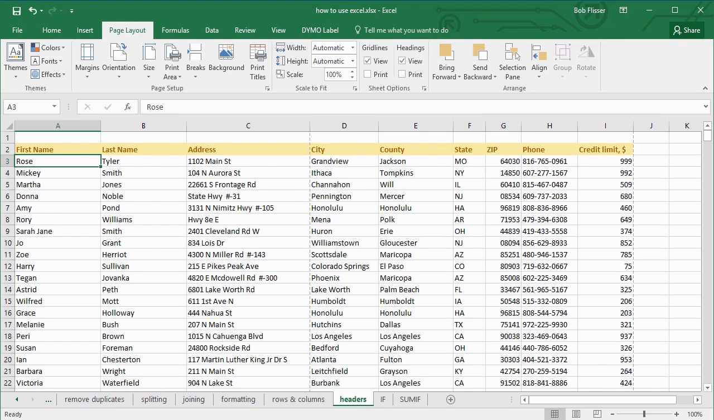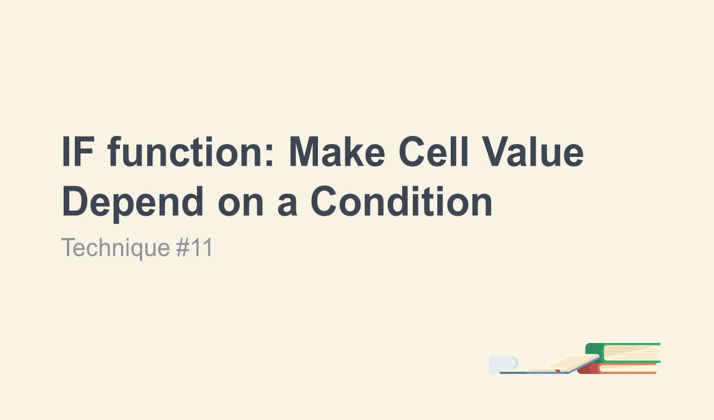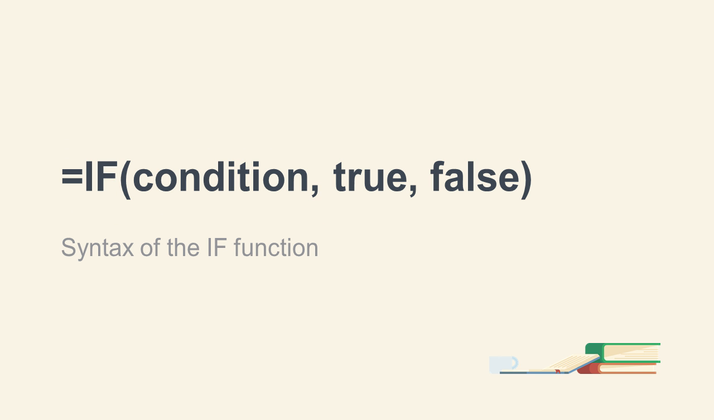So let's go on to the 11th technique, and that is using the IF function to make the value of a cell depend on something else that's happening somewhere. Let me start off by giving you the syntax of the IF function. You say equals IF, and then in the parentheses there are 3 arguments. Whenever you have multiple arguments in a function, you separate them with commas.